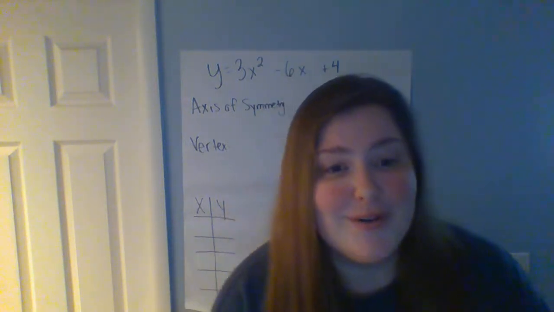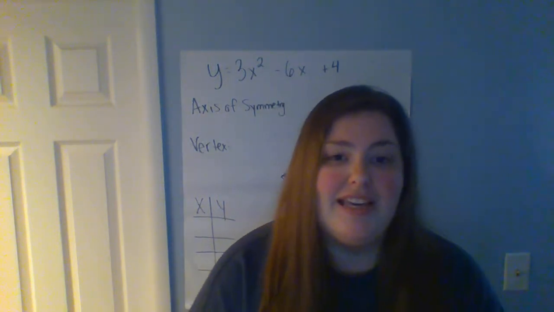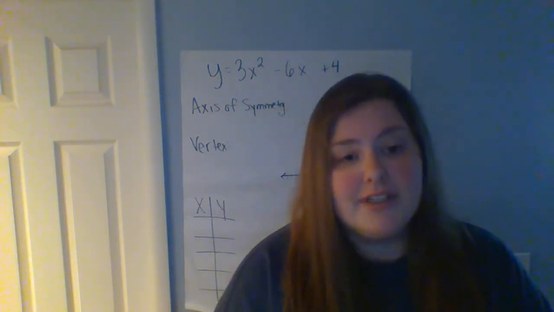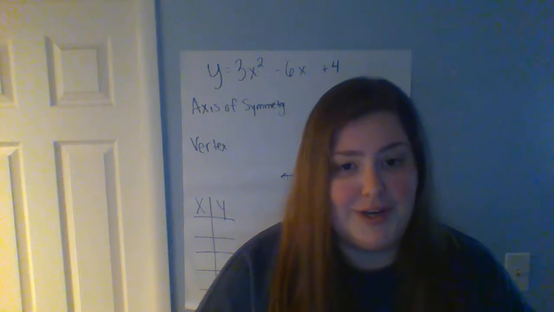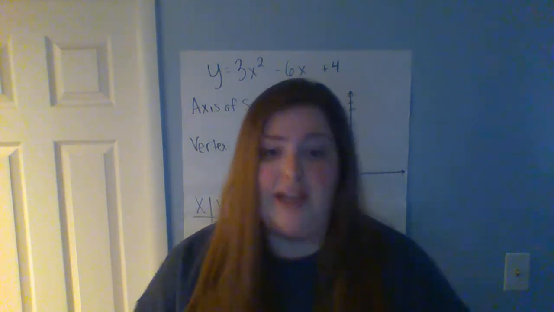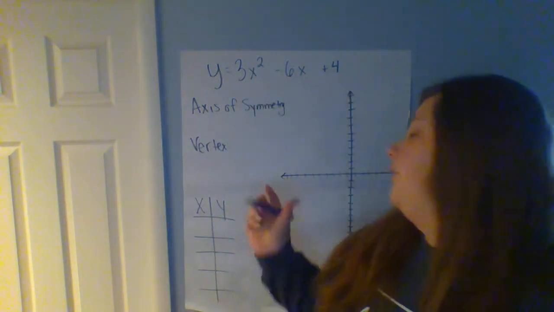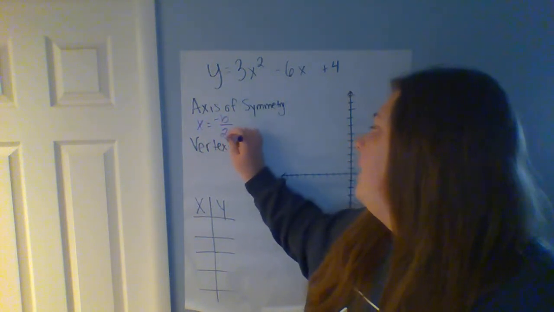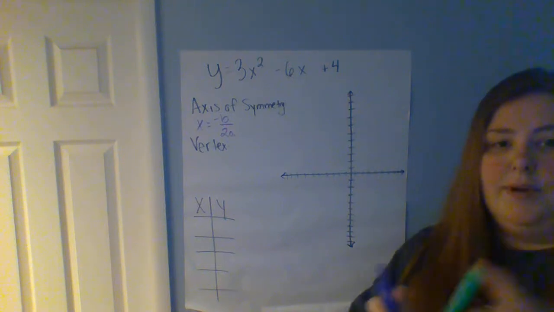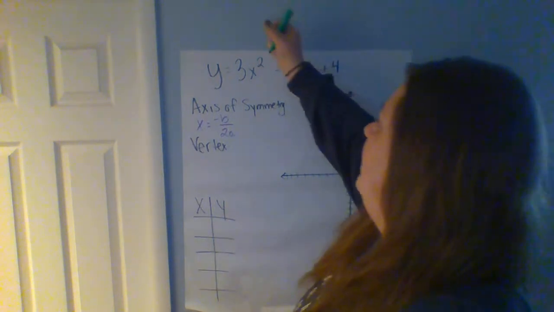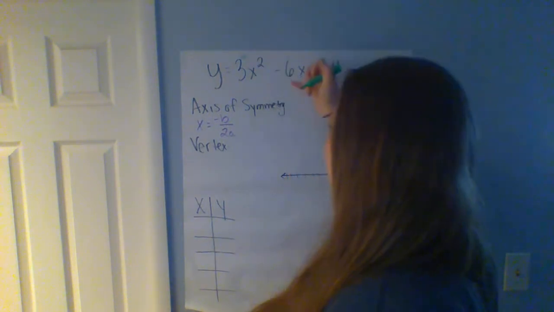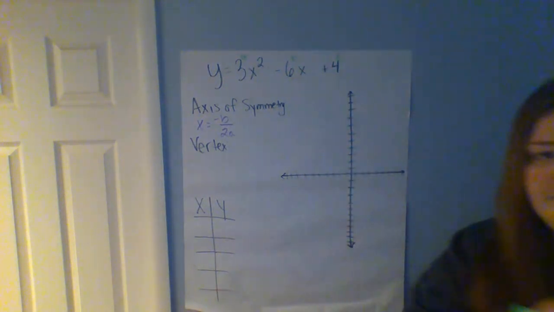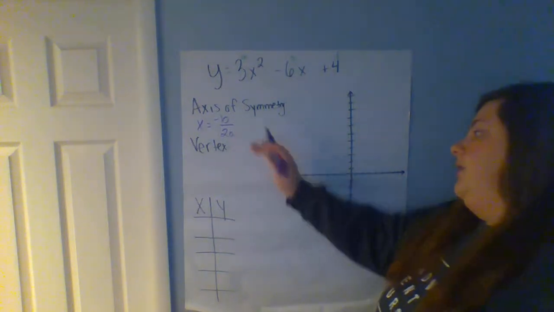All right, so we are going to talk about how to graph the equation y equals 3x squared minus 6x plus 4. So the first thing when we are looking at quadratic equations is we want to find the axis of symmetry. So we do that using the equation x equals negative b over 2a. In this equation, our a is 3, our b is negative 6, and our c is 4. So we're going to plug those into this equation.